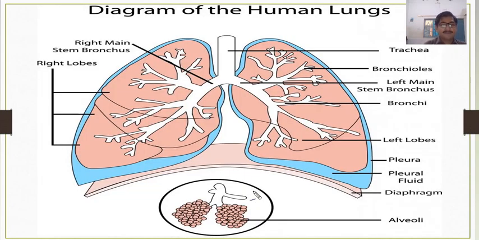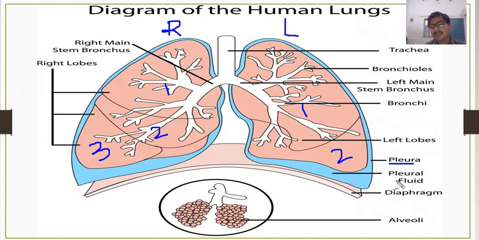This is the figure of lungs. This is the right lung and this is the left lung. The left lung has 2 lobes, while the right lung has 3 lobes. Each lung is surrounded by a layer known as the pleural membrane.